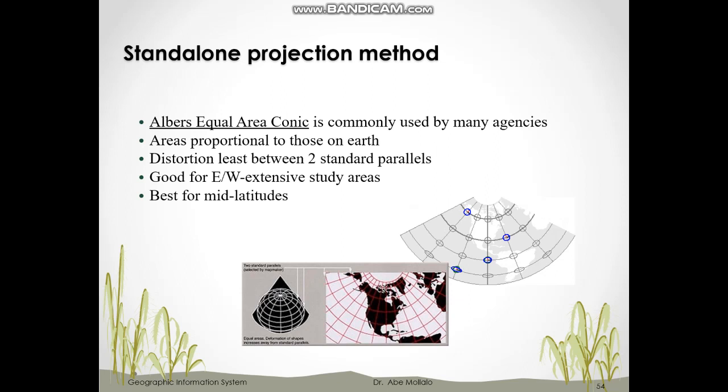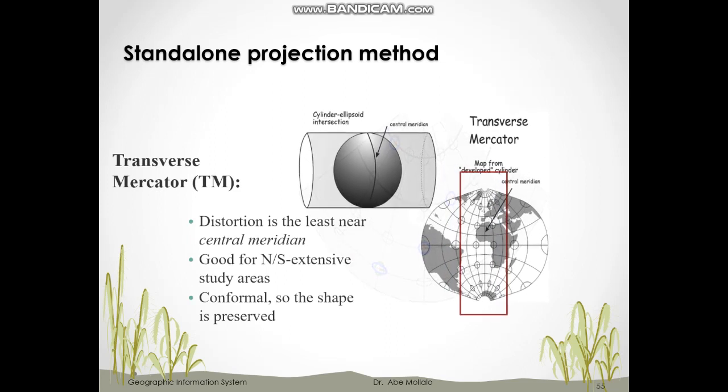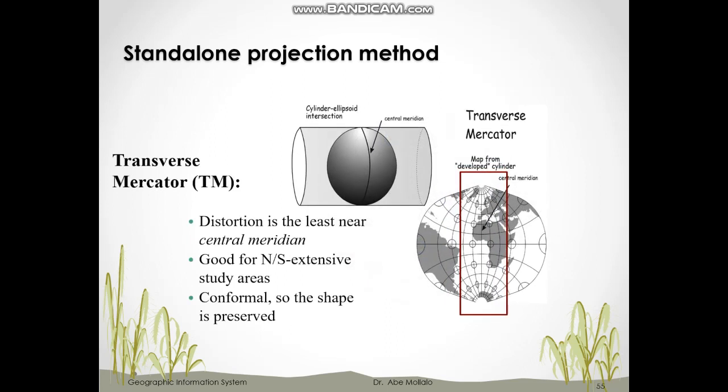Again, this projection uses a cone to cut the ellipsoid, which produces two standard parallels, and the bands running from east to west, and the distortion is minimized within the band, and beyond the band distortion will increase, which is again good for east-west extensive study areas such as United States. And the third standalone map projection is transverse Mercator, or TM. This is also a widely used projection, not only for the United States, but also the entire world.